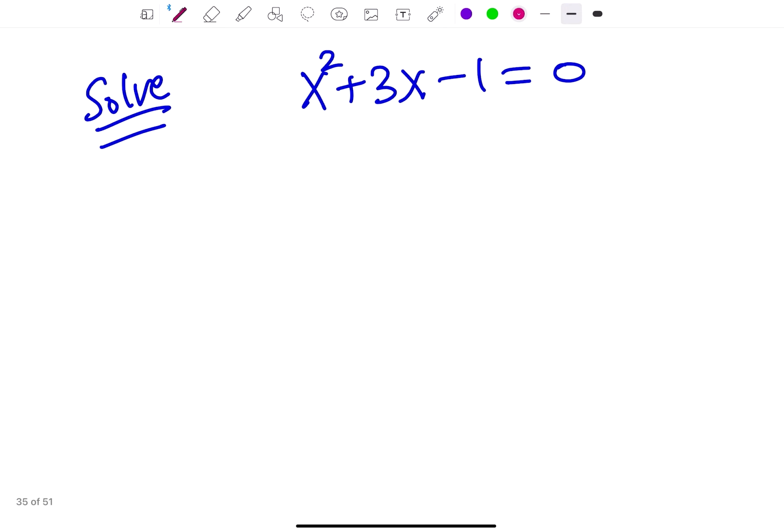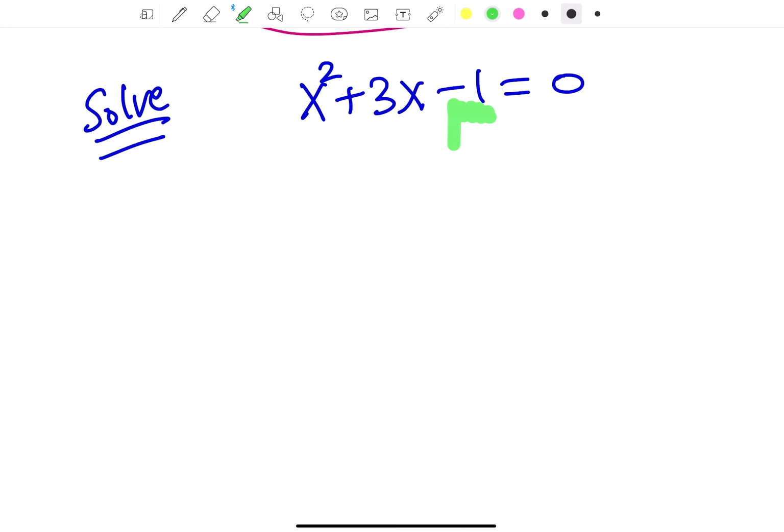X squared plus 3x minus 1 equals 0. Well, in this case, that 1 over here is not completing my square, so I'm going to move this 1 to the other side. So I am going to be writing this equation by moving 1 to the other side, and I'm leaving some empty space over here to complete my square. What should I add to complete my square?